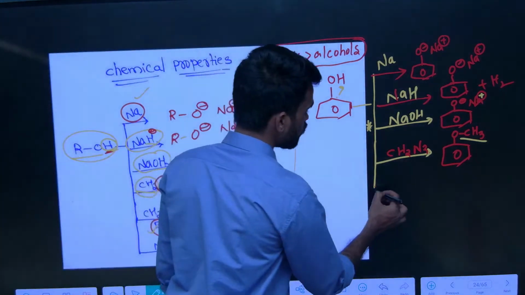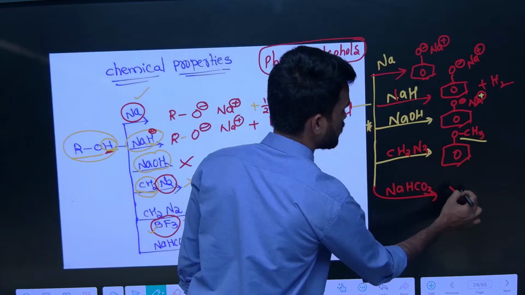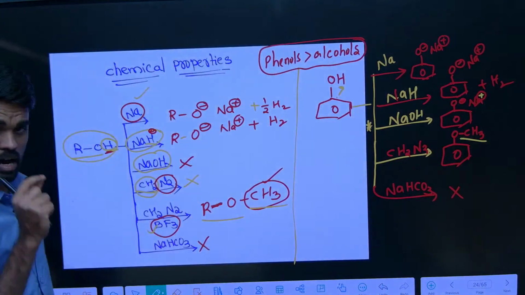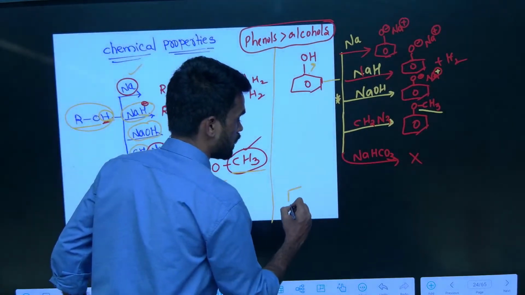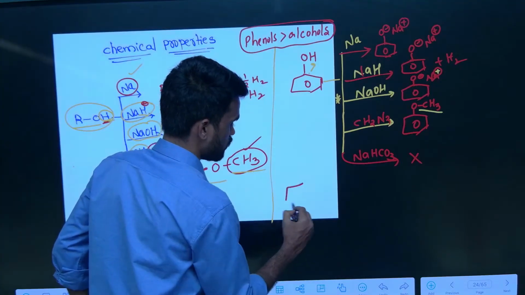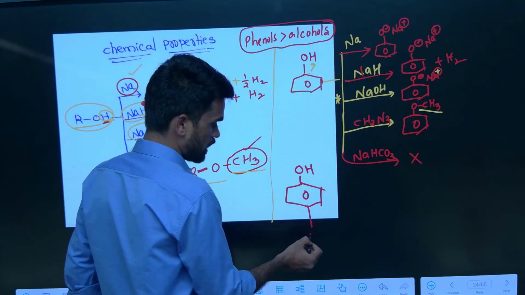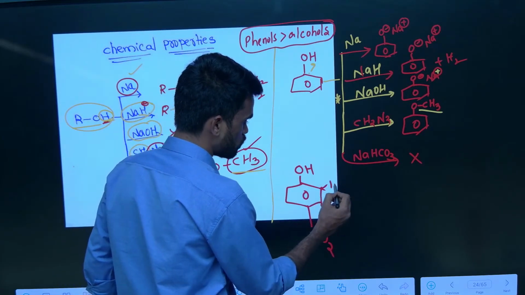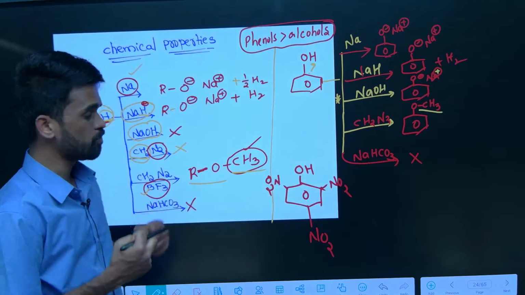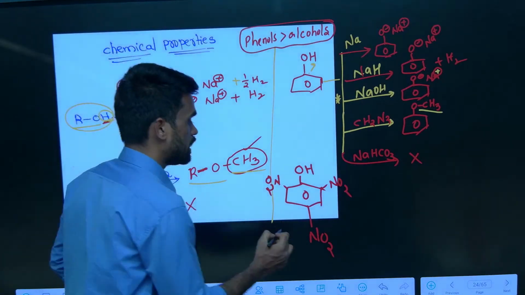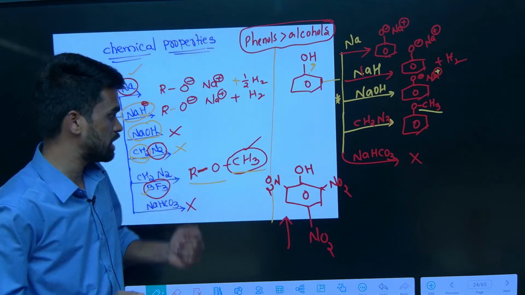And you know, phenol does not react with NaHCO3. NaHCO3 is a weak base, it won't show any reaction here. And one more important point you need to remember: whenever there is a phenol with electron withdrawing groups, for example, phenol along with a nitro group over here and one more nitro group over here. What do these nitro groups do? They withdraw electrons towards themselves. So these electron withdrawing groups increase the acidic nature of phenols.